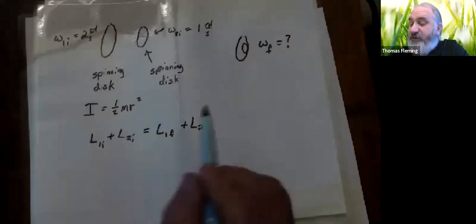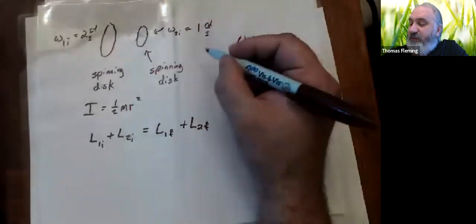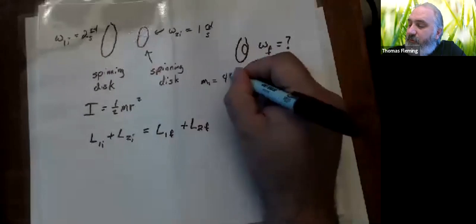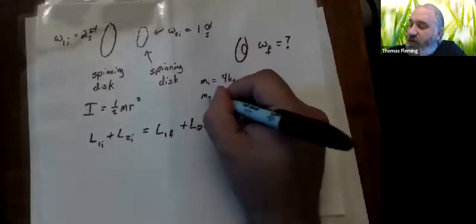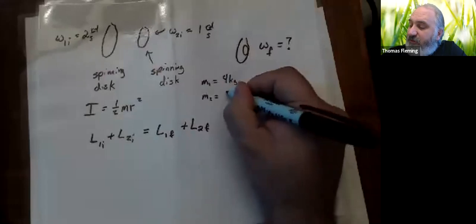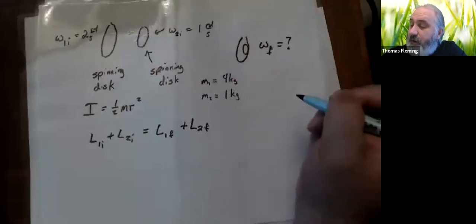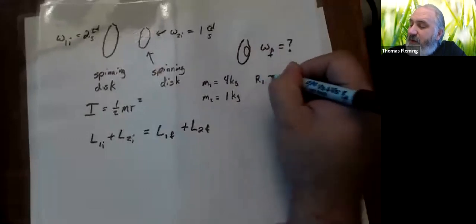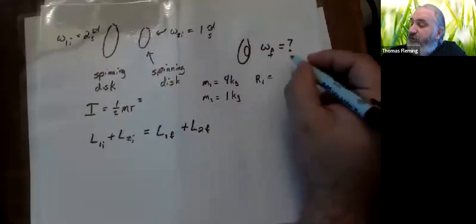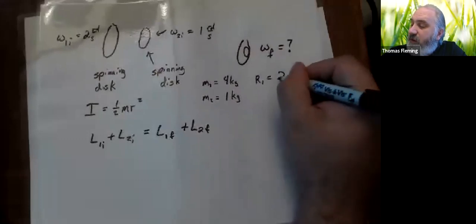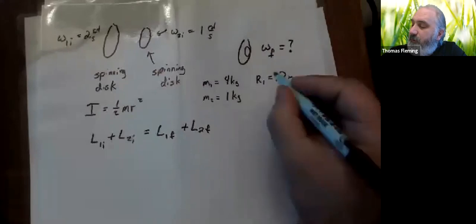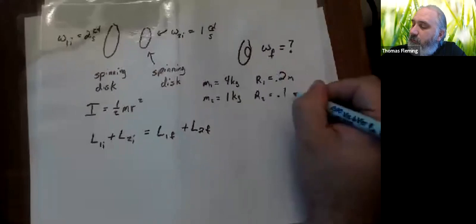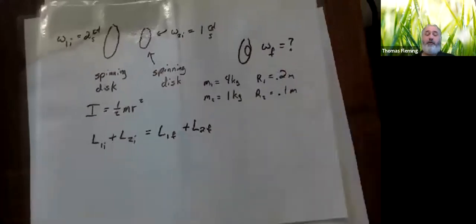Let's make some masses up. Let's say that mass 1, this guy looks bigger, is 4 kilograms. And mass 2 looks a lot smaller, so I'm going to say it's got a mass of 1 kilogram. Let's go with radius 1. So R1, let's say 20 centimeters or 0.2 meters. And the other guy looks to be about half as big, so let's have that be 0.1 meters.